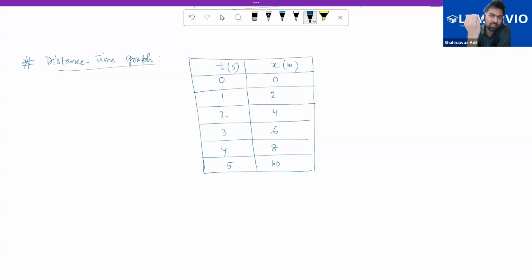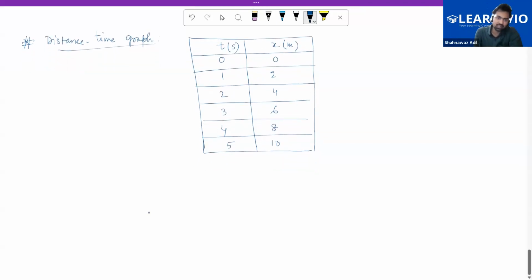So let's just write it at this point. This is the thing that we have understood, right? So this is A, B, and let me write it as 0, 1, 2, 3, 4, 5. This is 0 meters. This is 2 meters. This is 4 meters. This is 6 meters. So 8 meters. And then this is 10 meters.